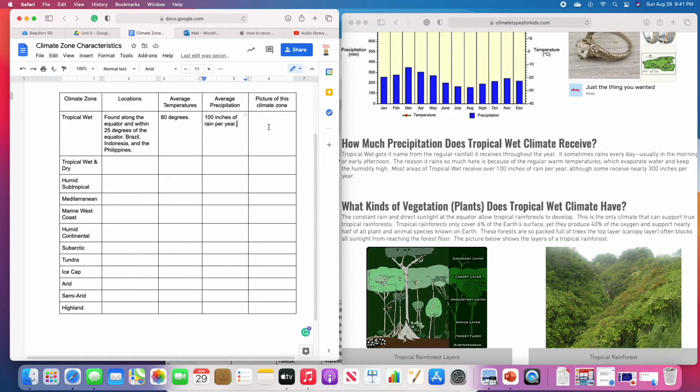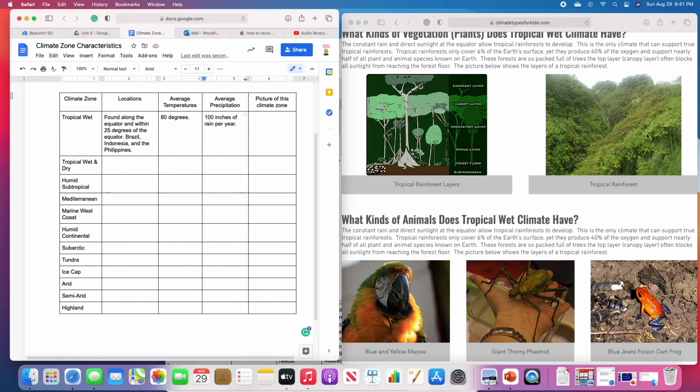Finally, we need to get a picture of this particular climate zone. So we go back to our website here, and where it says tropical rainforest, this picture on the right side where I'm pointing at, we're going to copy that picture and then we're going to paste it into the far right column. As you can see, the picture I've used, this tropical rainforest picture, I've got it pasted into the column picture of this climate zone for tropical wet. We have completed all the information that we need for tropical wet.